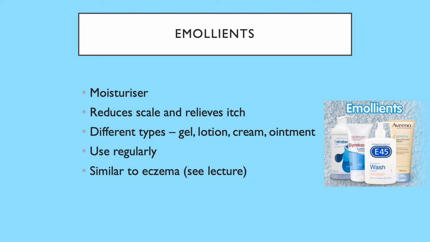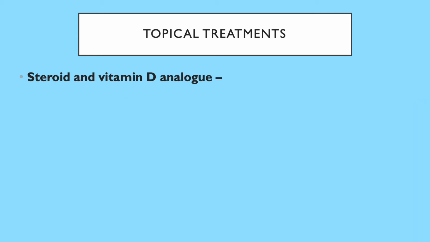Emollients are moisturisers and help to reduce the scale and relieve itch. They come in different forms, which all have different compositions. As with eczema, prescribe emollients according to the dryness of the skin and individual preference. Please see the eczema lecture for more details. So now on to topical treatments.